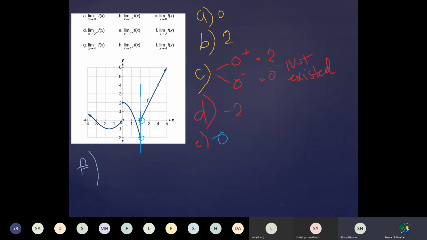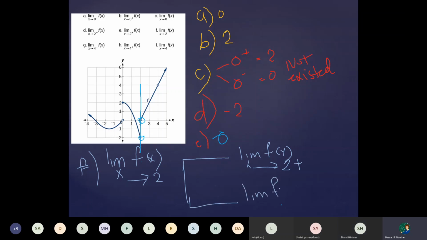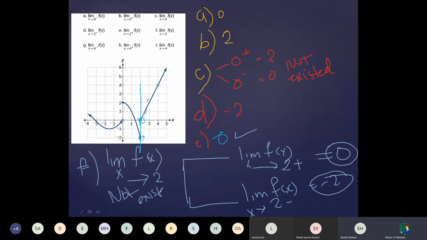Okay, stay with me, Shahid. Look here now. I want you to find limit f of x when x approaches 2. Every time I ask you to find limit f of x when x approaches 2, you have to find the two-sided limit: 2 from the left and 2 from the right. From the right here, it's 0. And from the left here it was -2. Is 0 the same as -2? No. So I will say that the limit does not exist.